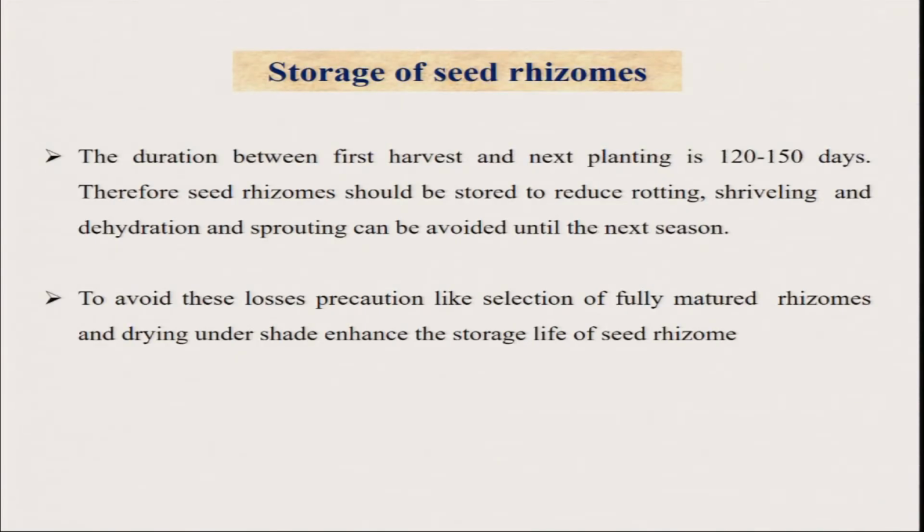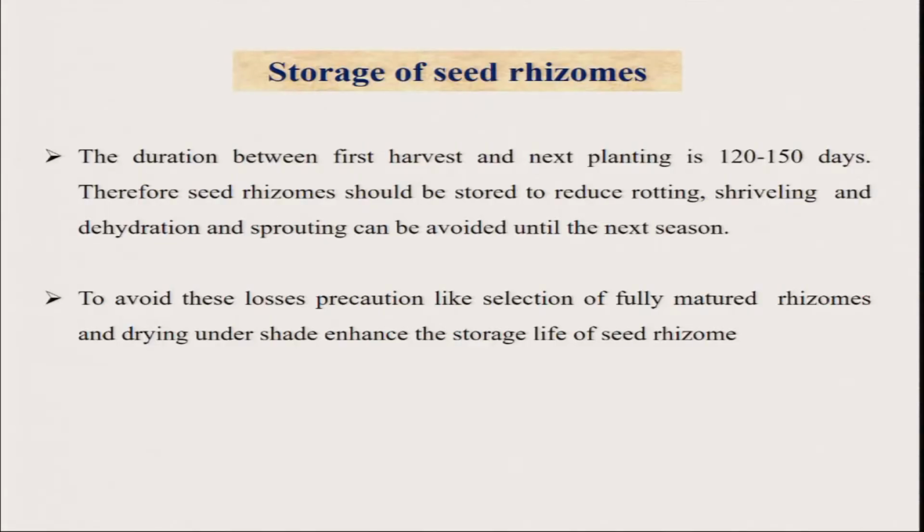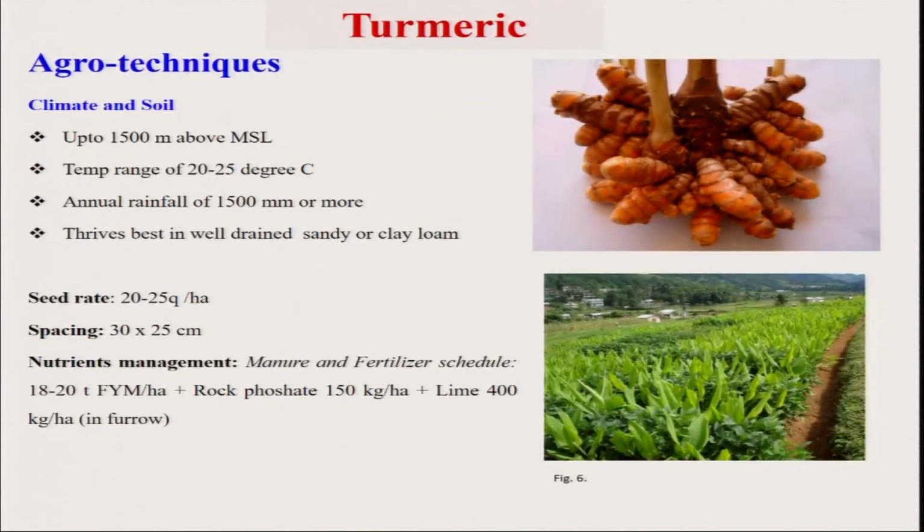Similarly, storage of seed rhizome. This year I have already told, for rhizome we are getting 15 to 20 ton per hectare yield. The seed rate is also very high, 15 to 20 quintal, and we cannot purchase a huge amount of seed from the market at a very high rate. So, we have to conserve the seed, and we have always conserved the seed. In the seed we can also use different types of neem leaves or some indigenous leaves which have the capacity to repel insects.